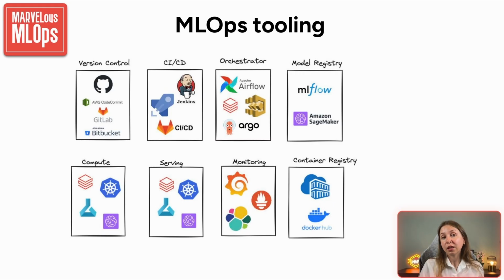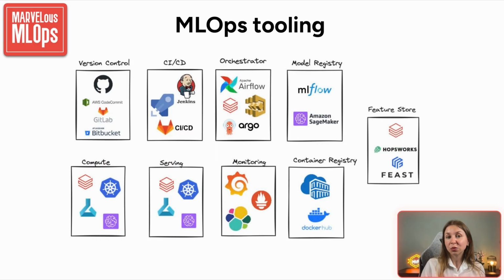And you need a container registry, most likely, where you would store your Docker images that define your environment. And you need some tools for data version control or a feature store. You can use Databricks for that, or Feast and Hopsworks. Those are also tools for feature store. So this is the full overview of MLOps tooling.